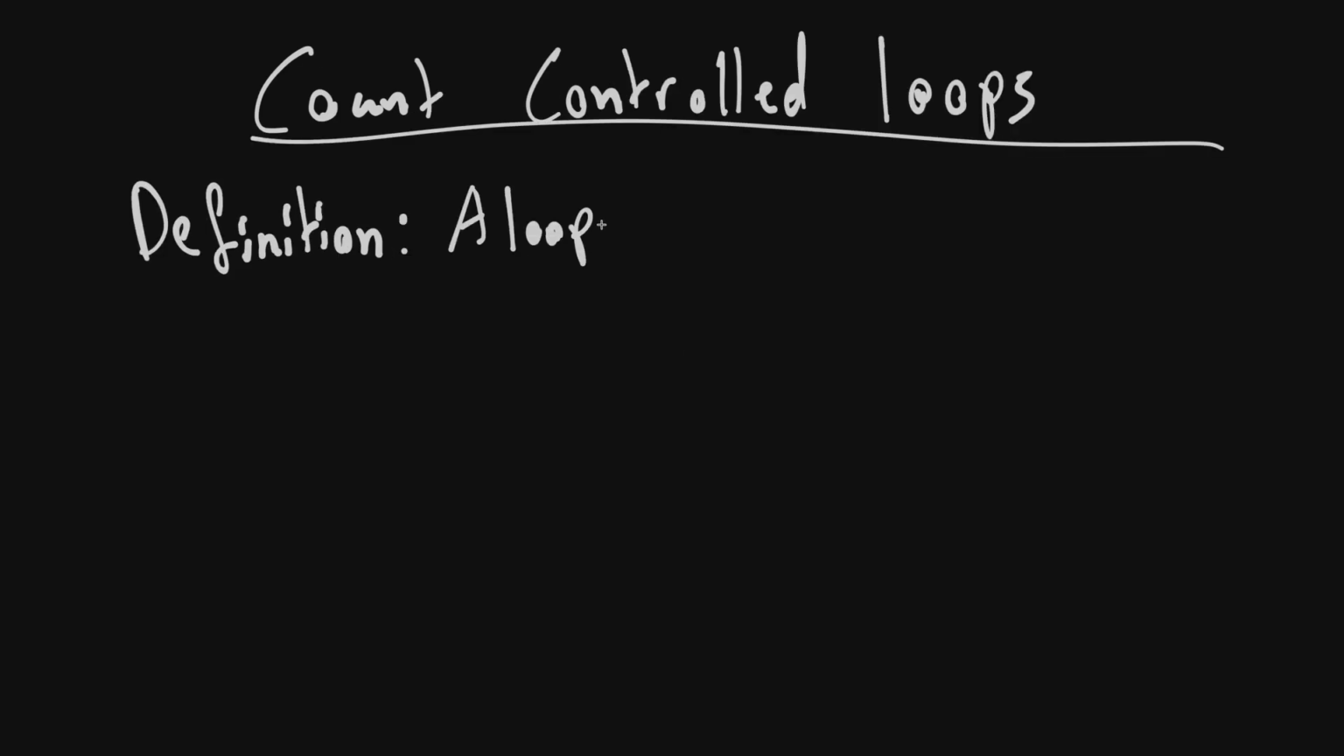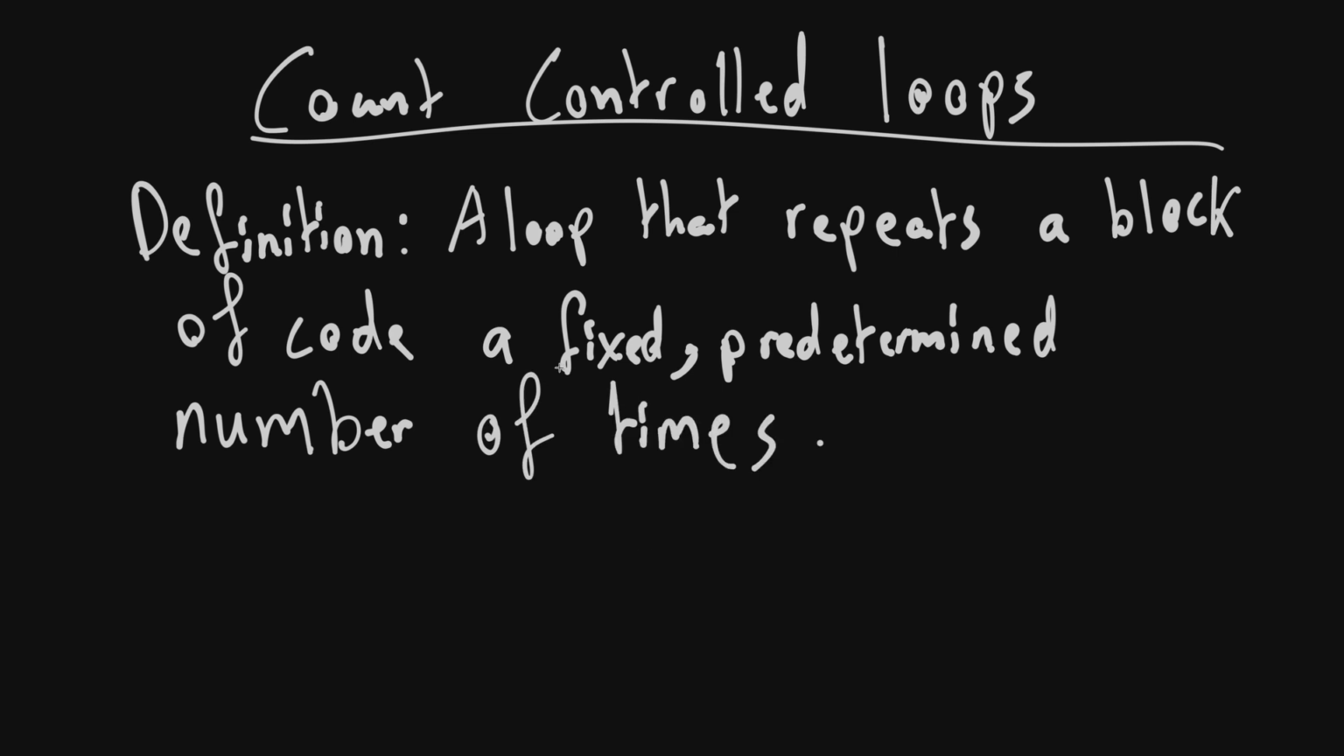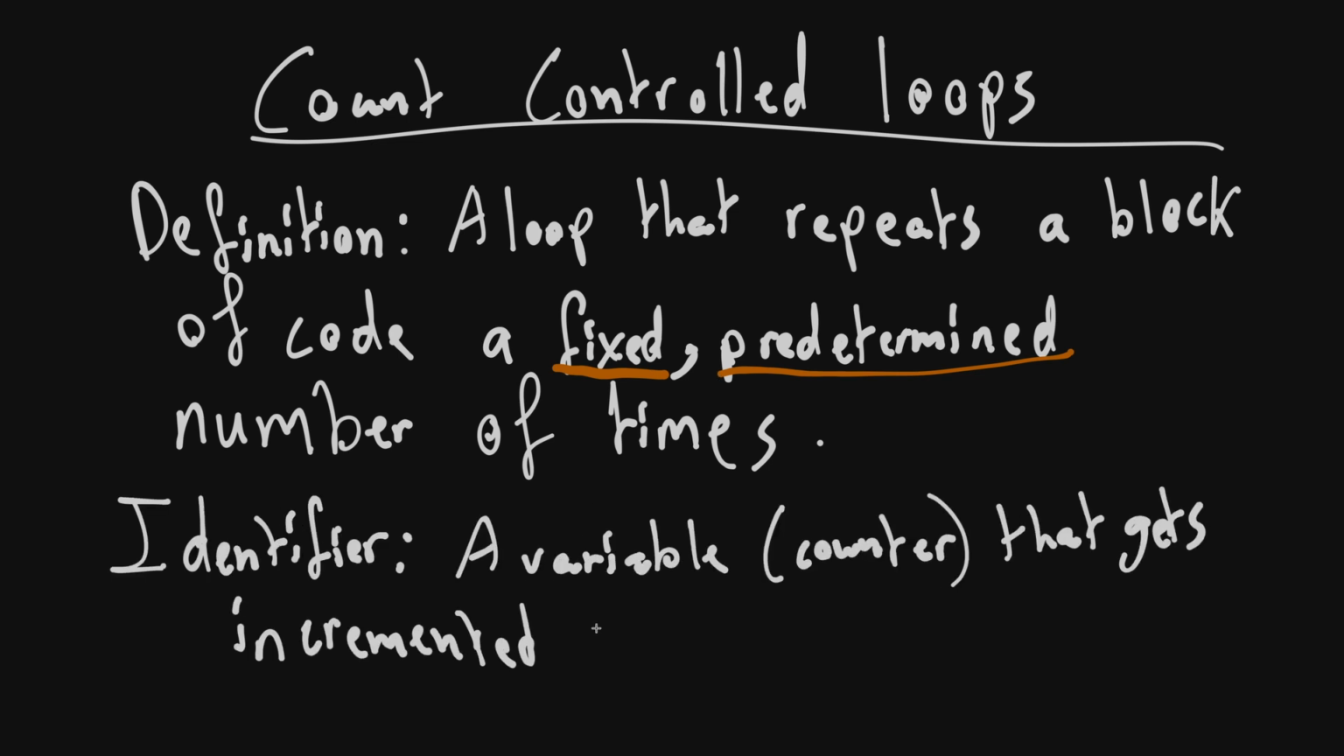Count-controlled loops in IGCSE Computer Science. It's a loop that repeats a block of code a fixed and predetermined number of times, with an emphasis on the words fixed and predetermined. This type of loop uses an identifier, which is a variable or a counter that gets incremented on each loop.